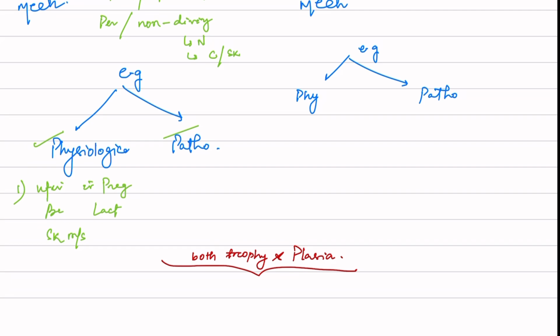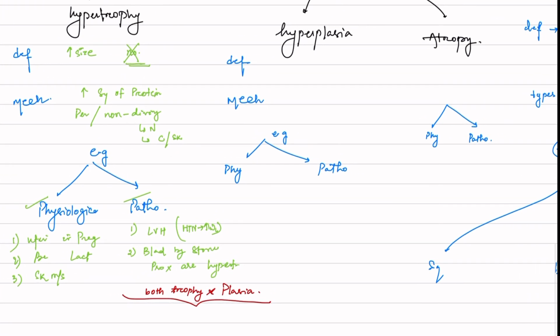Then what are the pathological conditions? Two conditions are there. One is left ventricular hypertrophy. Now, why does that occur? Due to hypertension, there is increase in the workload. Then second is bladder obstruction by stone, and what happens here is there is a proximal area hypertrophy. So what is hypertrophy?